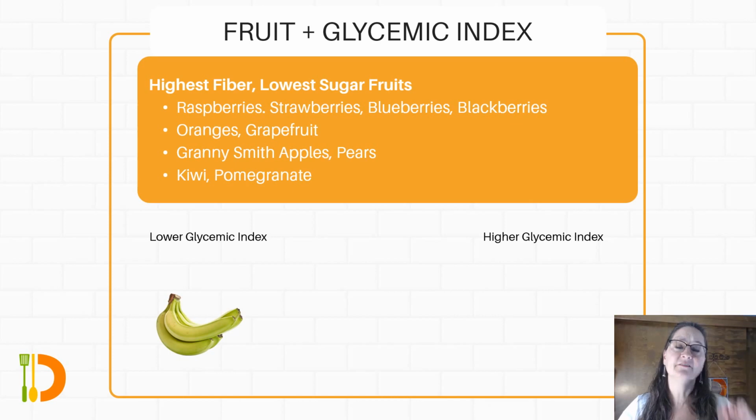Ripeness also has an effect on blood sugar control. A green or unripe banana will have a lower glycemic index than a fully ripe or overripe sweet banana. Let's take a look at the glycemic index in a ripening banana.